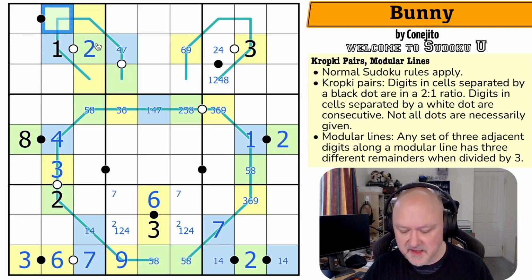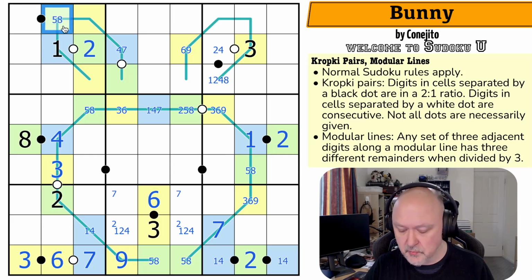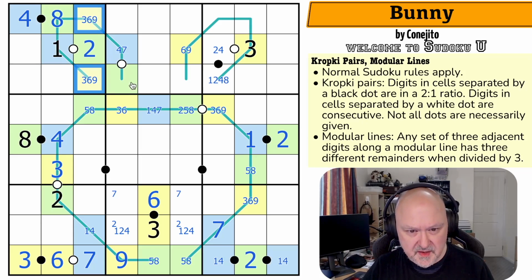So if this is green, it's 5 or 8. But I can never put 5 on a black dot because, once again, there's no valid 2-to-1 relationship. 2.5 and 10 don't work. So this is the 8, making this the 4, making it another blue digit. These are from 3, 6, 9. This now is from 2, 5, 8, and 2 isn't next to 4, so it's either 5 or 8.